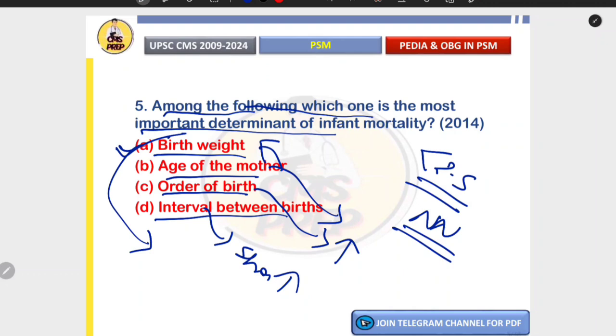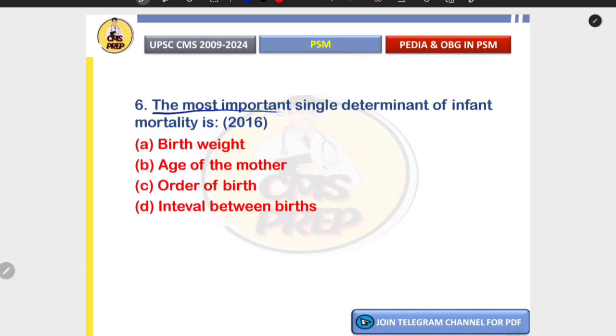Because birth weight reflects intrauterine growth, maternal nutrition and placental function, making it the best proxy for neonatal mortality or infant mortality. So the correct answer is A. The most important single determinant of infant mortality.